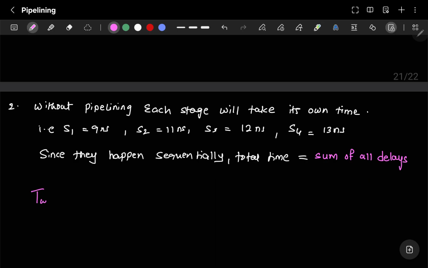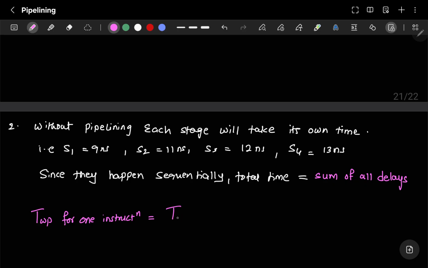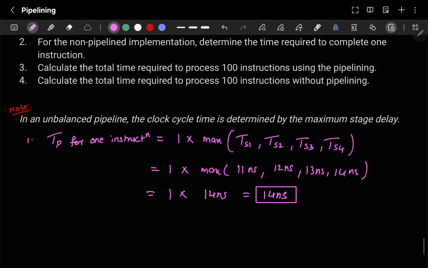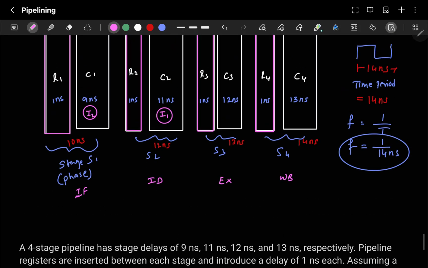So time taken without pipeline for one instruction is equivalent to the sum of all delays. That means time taken for S1 plus time taken for S2 plus time taken for S3 plus time taken for S4 stage. Okay. Now you remember that I had already taken the register out, right? Then you don't calculate this 1 nanosecond. Directly take 9, 11, 12 and 13 and sum them up, right?